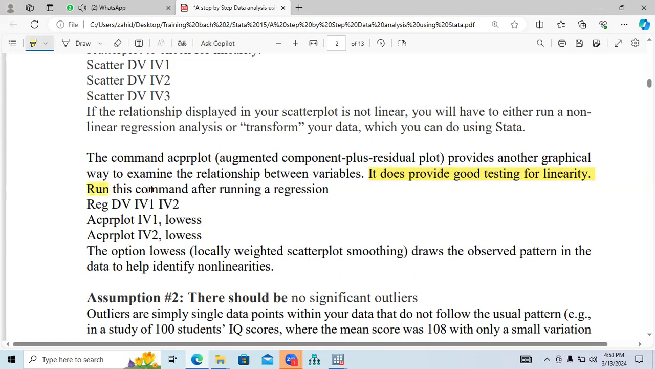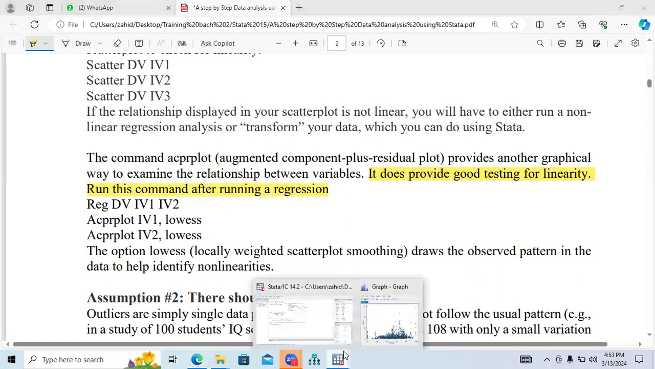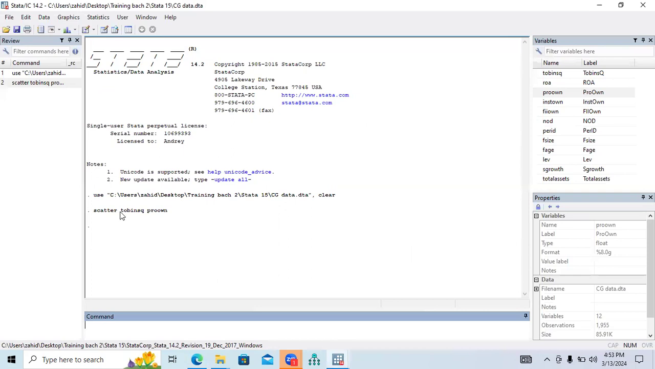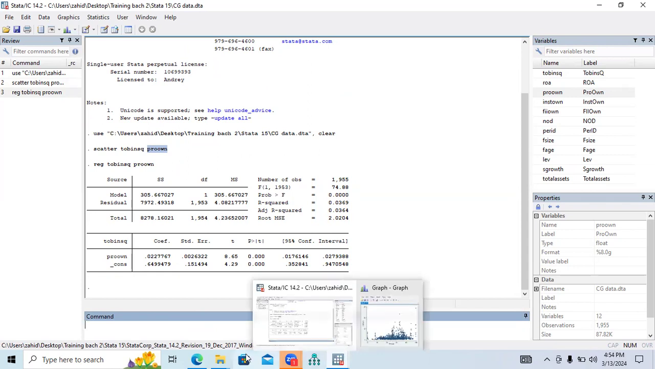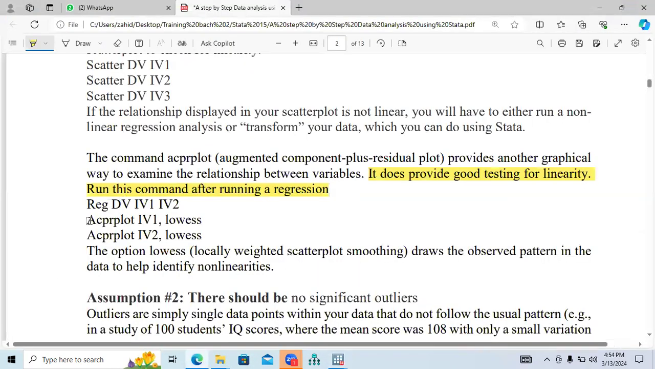So you need to run this command after running the regression. First, you need to run the regression. Let's suppose this is our dependent variable, this is our independent variable. So first I need to run a regression, right? Tobin's Q as a dependent variable and PR ownership as an independent variable. After running the regression, what is the next thing I need to do? The next thing that I need to do is consider this command.